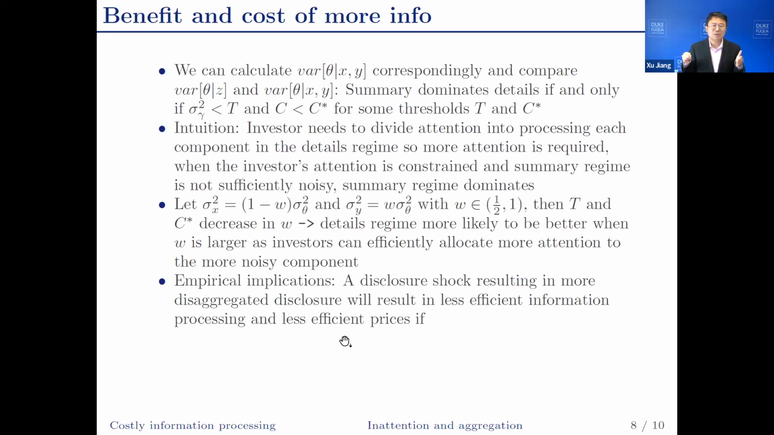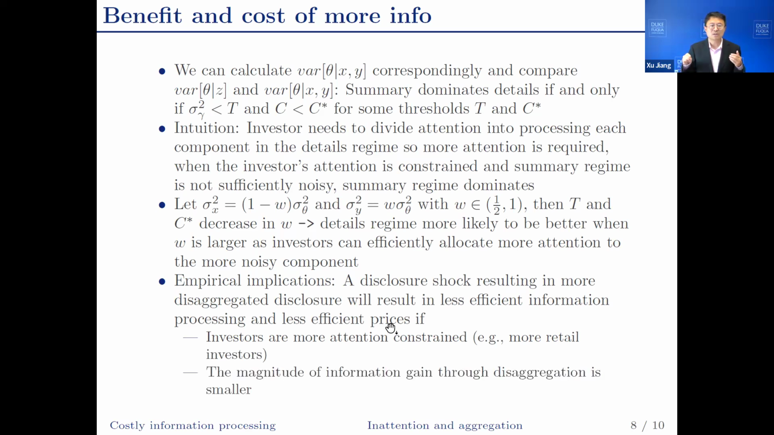So from the results, we have the following empirical implications. Let's say we have some shock. This shock results in more disaggregated disclosure. And that's going to result in less efficient information processing and a less efficient price due to less efficient information processing. If investors are more attention constrained, for example, you have a higher proportion of retail investors, the magnitude of information gained through disaggregation is smaller. Let's say the aggregated signal is already quite precise, or the disaggregated signal does not really provide much information, and then each detailed component has similar uncertainty.